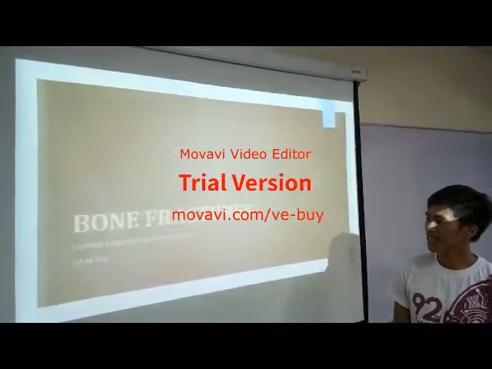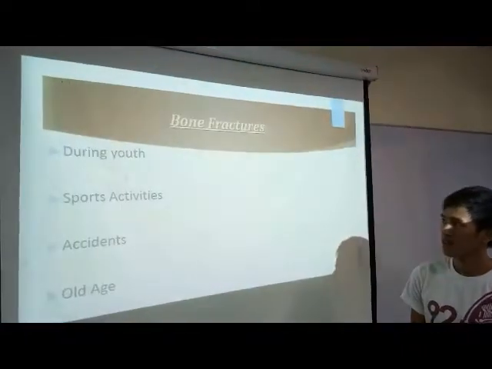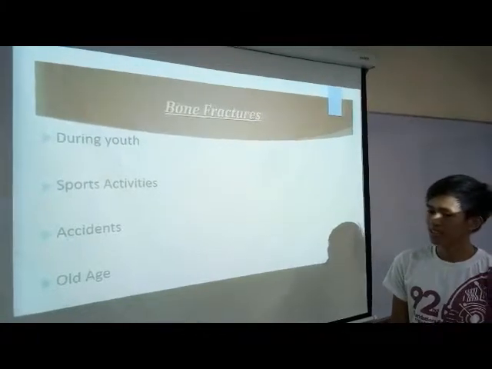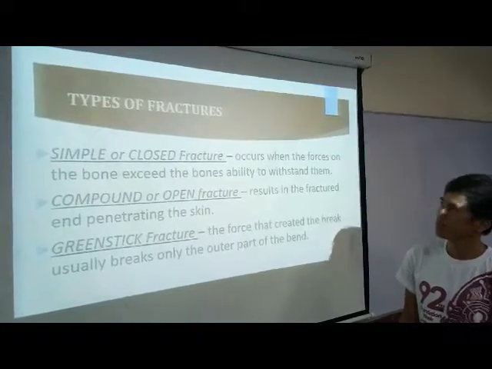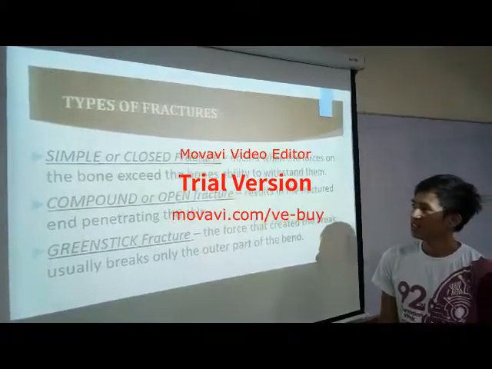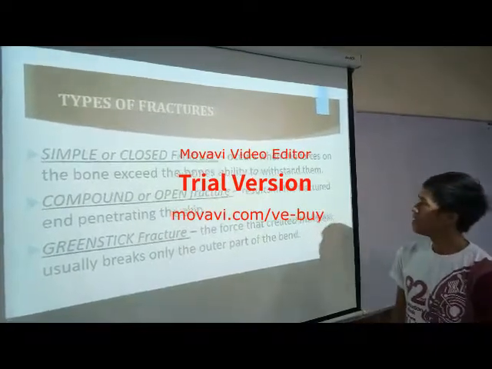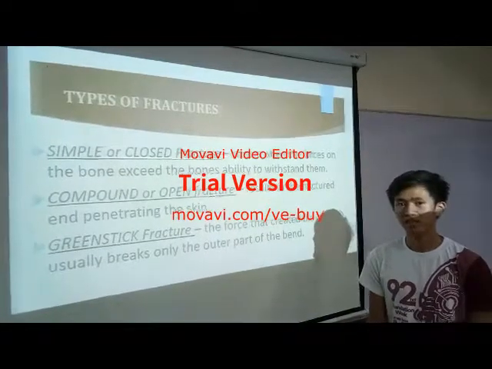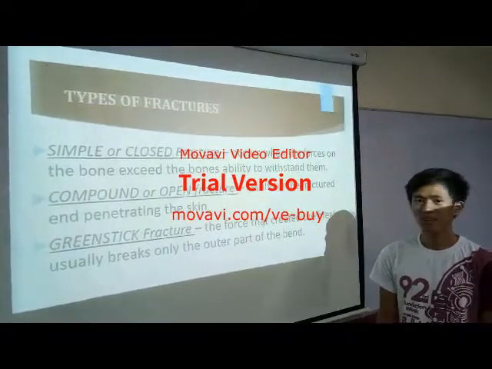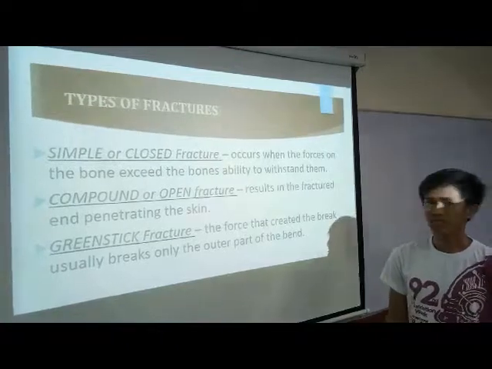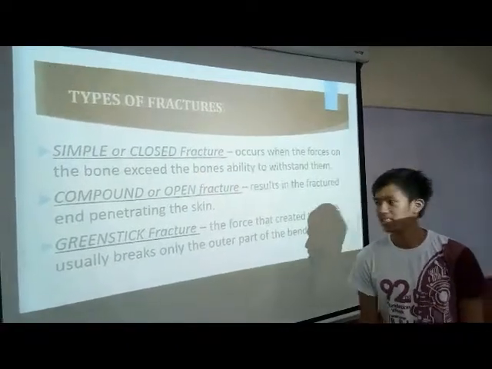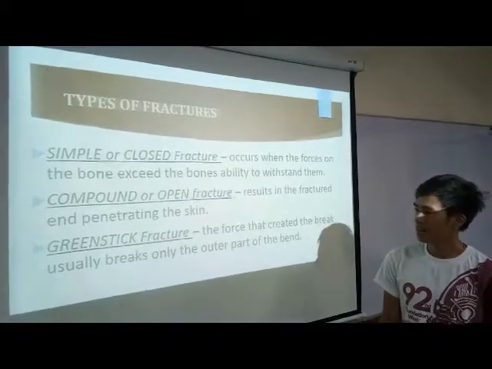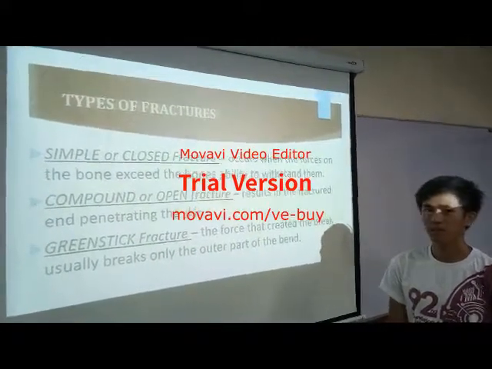Bone fractures, human anatomy and physiology. They occur during youth, sports activities, accidents, and old age. Types of fractures. Simple or closed fracture occurs when the forces on the bone exceed the bone's ability to withstand them. Compound or open fracture results in the fracture penetrating the skin. Greenstick fracture. The force that created the break usually breaks only the outer part of the bone.